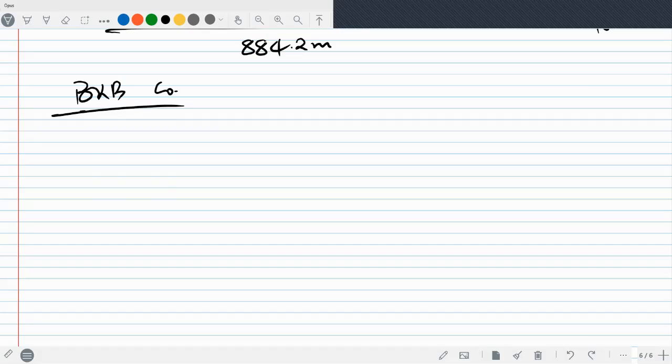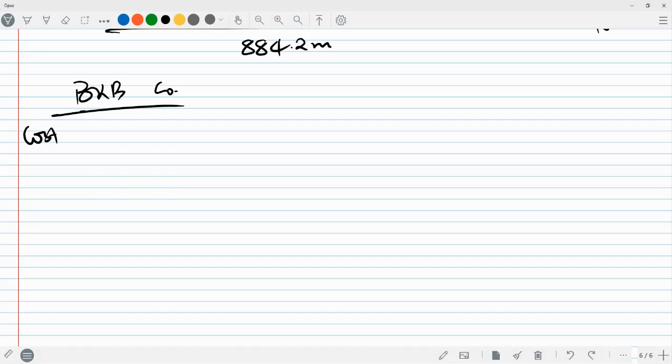So part A, BKB company. As I mentioned, we first begin by determining where the capital or the money is coming from. For this company, there's equity, there are 10% convertible bonds, and there are 5% preference shares. So there are 3 finance sources. Let's begin with the first one, the cost of equity.